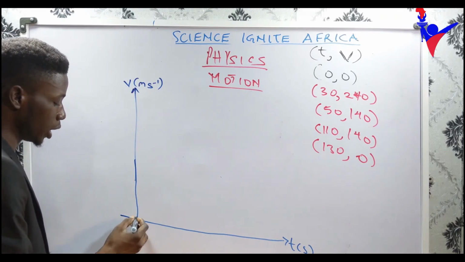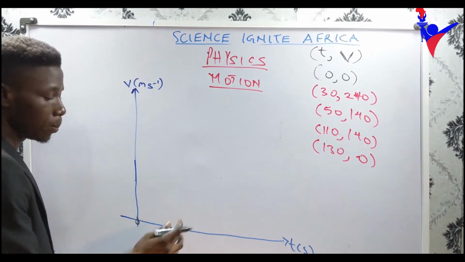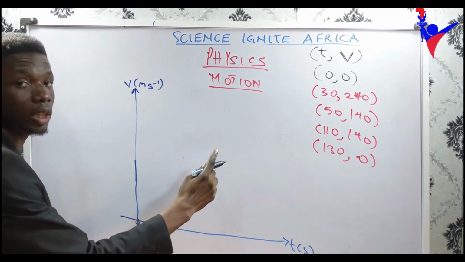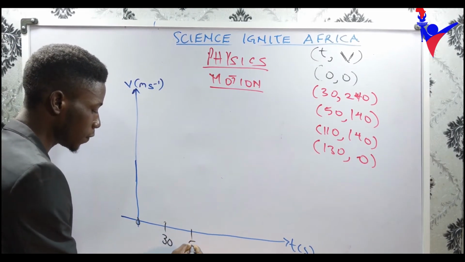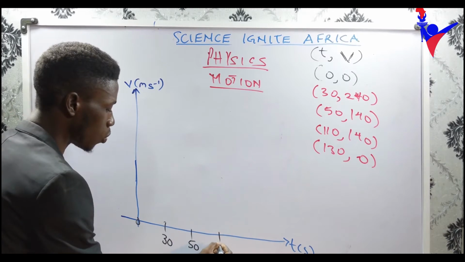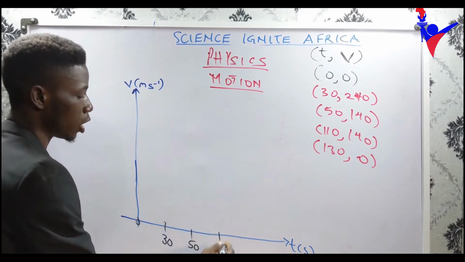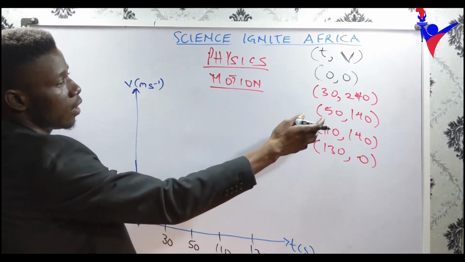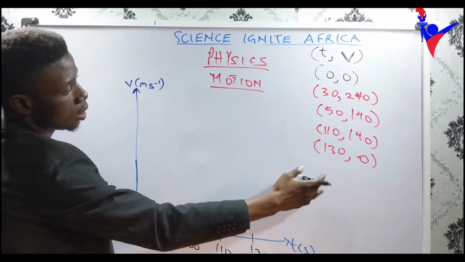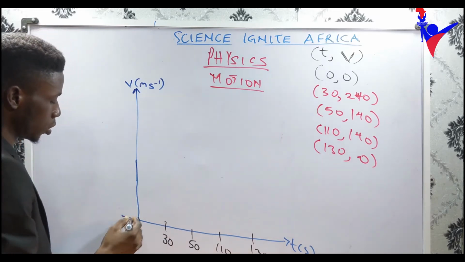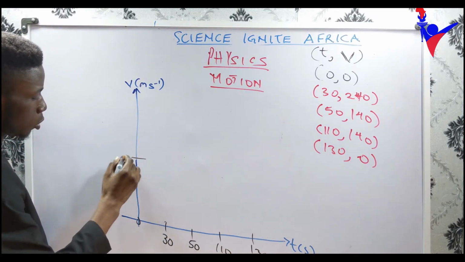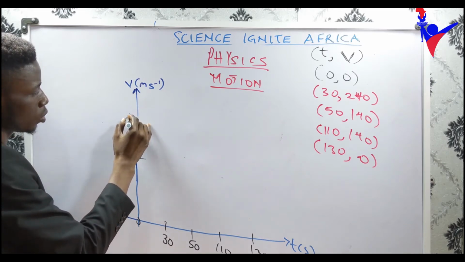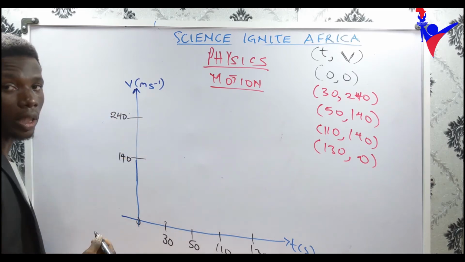So we have the 0 here. The 0 will work for both the velocity and time. Now we have 30. The next stage we have 50. We have 110. We have 130. And for our velocity, we only have 240 and 140. So every other value there is 0. Let our 140 be somewhere around here, and let the 240 be somewhere around here.